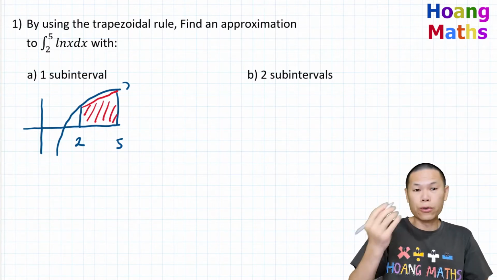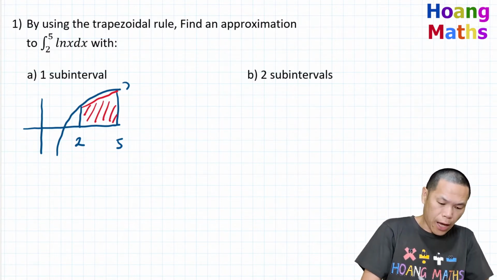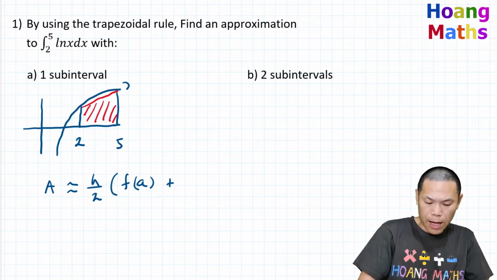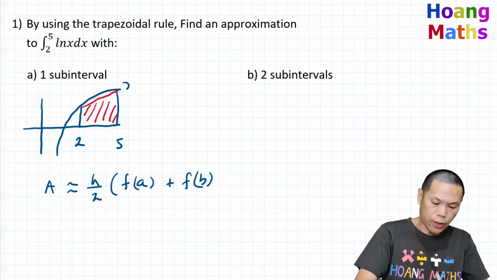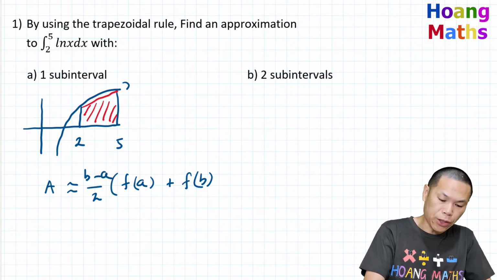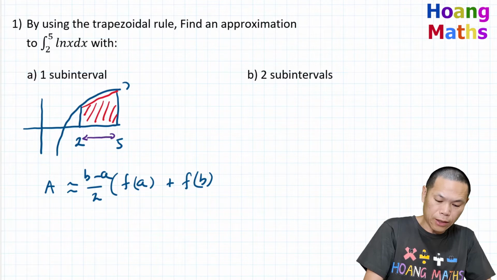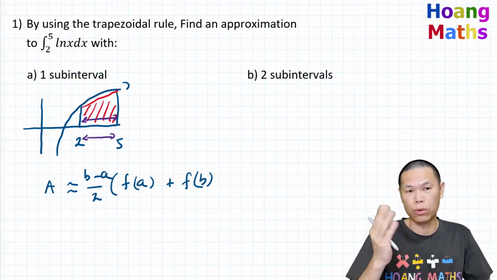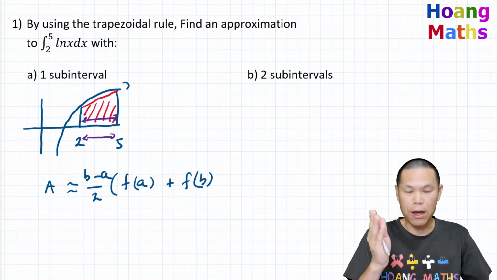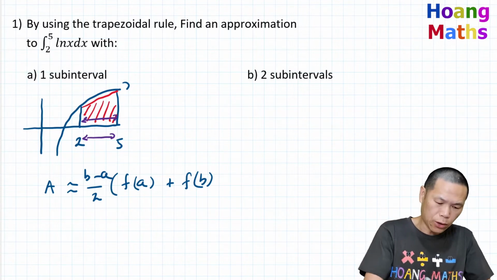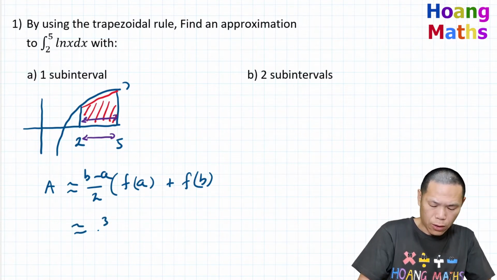So to find this area, we know that the area is approximately h over 2, f(a) plus f(b). Or you can write h as b minus a if you like. And we know the height of this is from 2 to 5. That's the perpendicular height. To work this out, we just go 5 minus 2, or b minus a if you like. So 5 minus 2 is 3. So the height is 3, the width of the strip, okay? So that will give me 3 over 2.